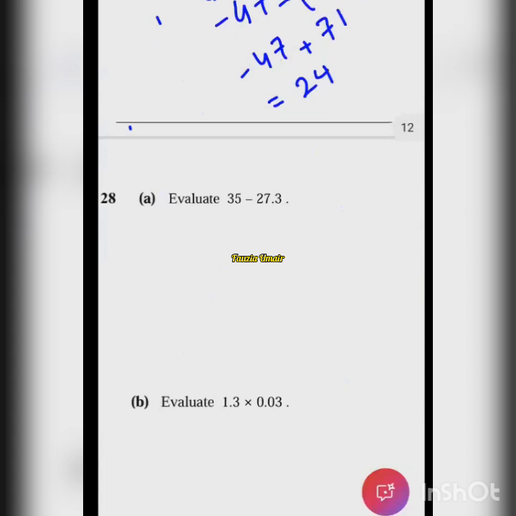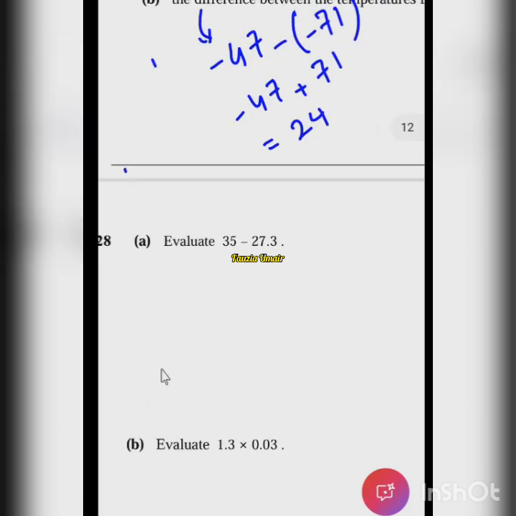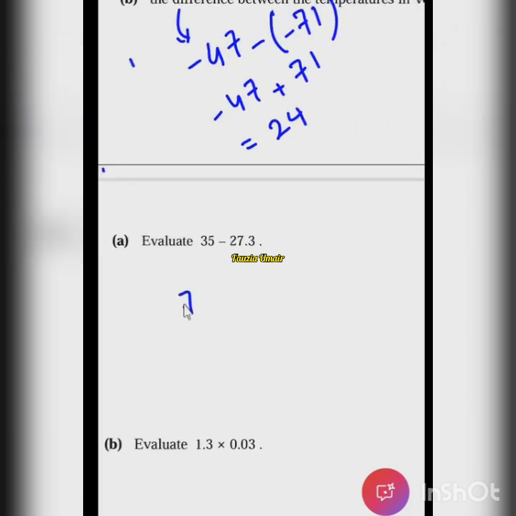So next question is again a question of evaluate. So this document is not all questions from one past paper. मैंने आपको पहले ही बताया था ये at least 9 years के past papers के questions हैं. इसलिए एक ही जैसे questions आप देख रहे हैं repeat हो रहे हैं. So 35 minus 27.3, 1 mark question. 7.7. Is this right? That's right. 7.7. You need to write down this answer on the answer bar.